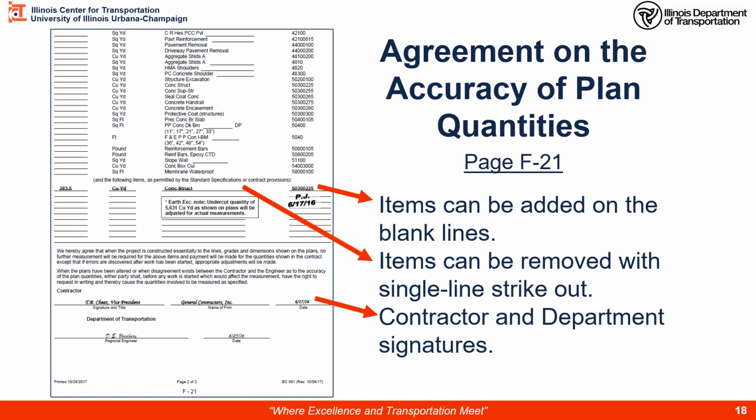Also, when it's being reviewed by the contractor or by the district and we don't agree on certain items, right, we can remove them with a single strike and initial it like this one. We crossed it out. We're not going to agree to that one, but we can keep all the other ones that we agreed to.